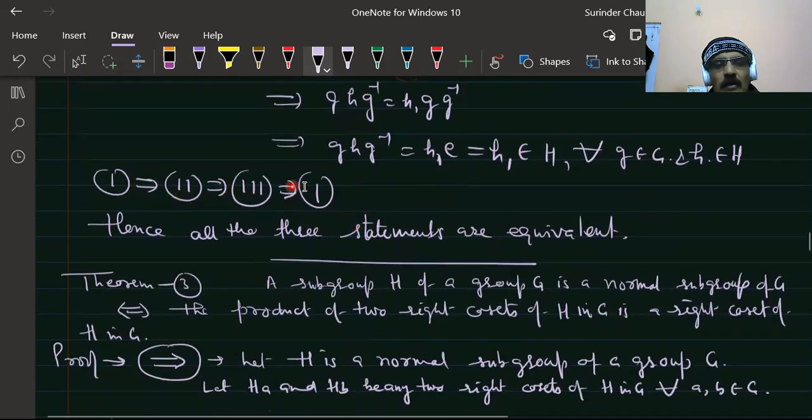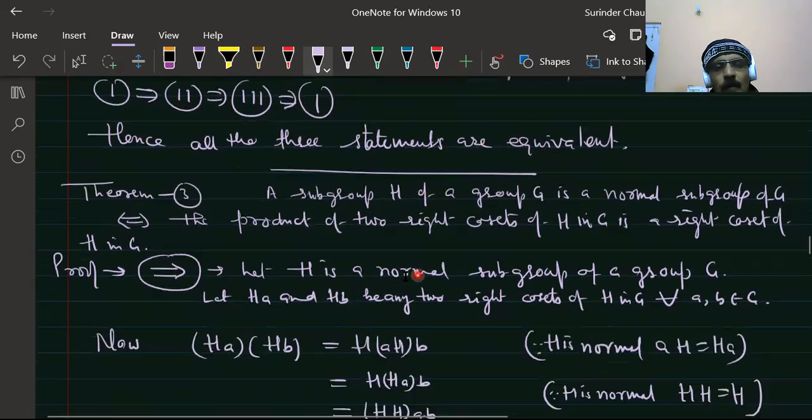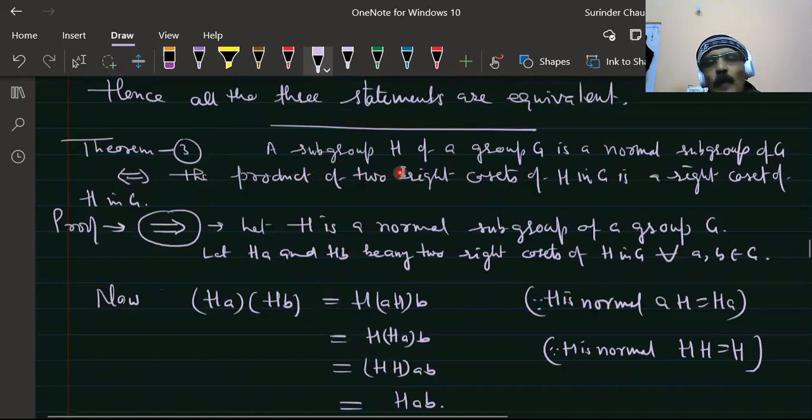First, the second; second, the third; and third, the first. Hence all the three statements are equivalent. The third theorem: a subgroup H of a group G is a normal subgroup of G if and only if the product of two right cosets of H in G is a right coset. Now the necessary part.